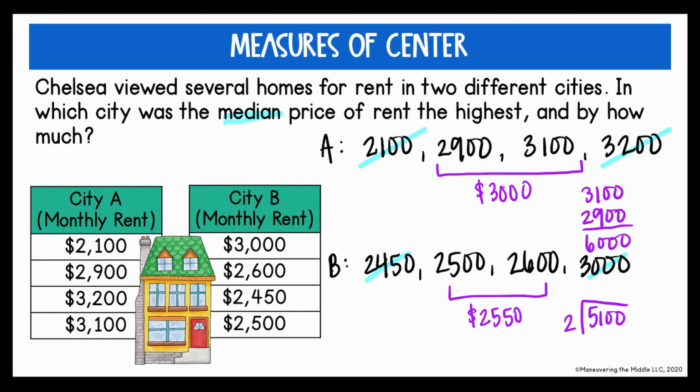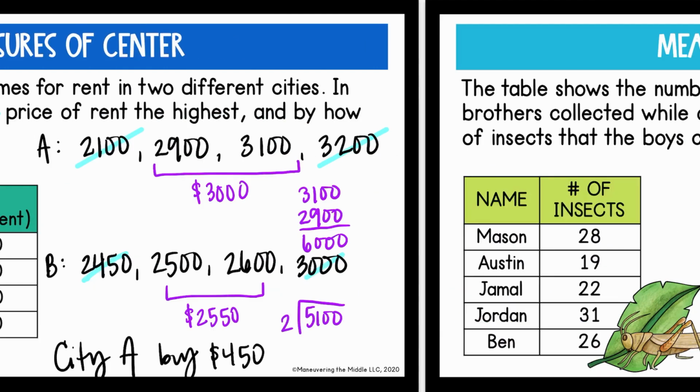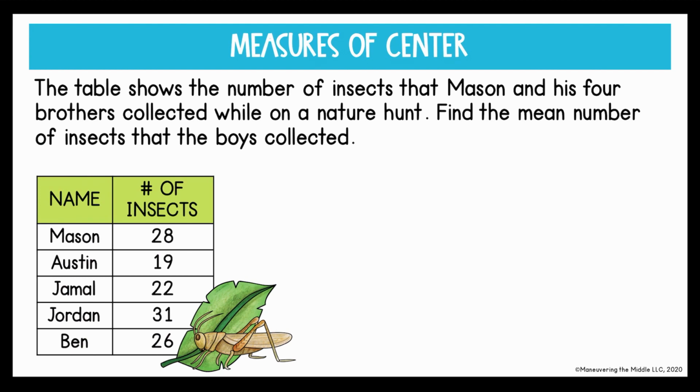And it wants to know which one is the rent the highest and by how much. So we're going to go ahead and subtract, and we can see that the rent is the highest in city A by $450. Okay, great.